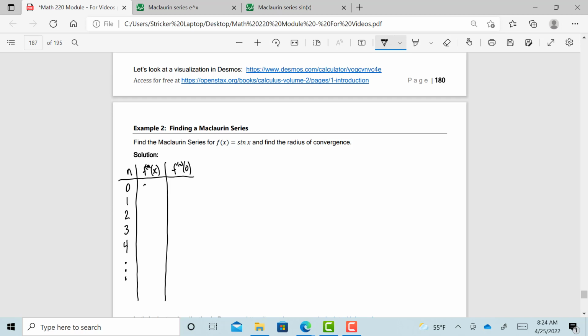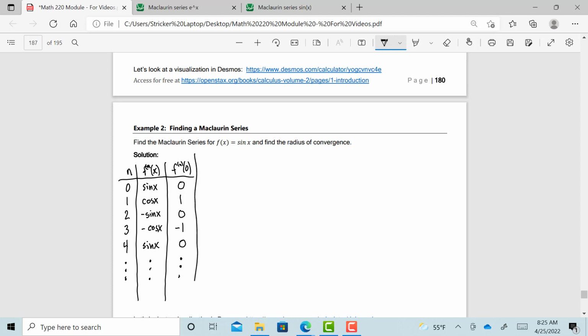Okay, our original function is sine x. If we take its derivative, we get cosine x. If we take the derivative of that, we get negative sine x. If we take the derivative of that, we get negative cosine x. And if we take the derivative of that, we get back to what we started with, sine x. And then we can evaluate each one of these at 0. So sine of 0 is 0. Cosine of 0 is 1. Negative sine of 0 is 0. Negative cosine of 0 is negative 1. And then back to 0. And so this pattern will continue on.